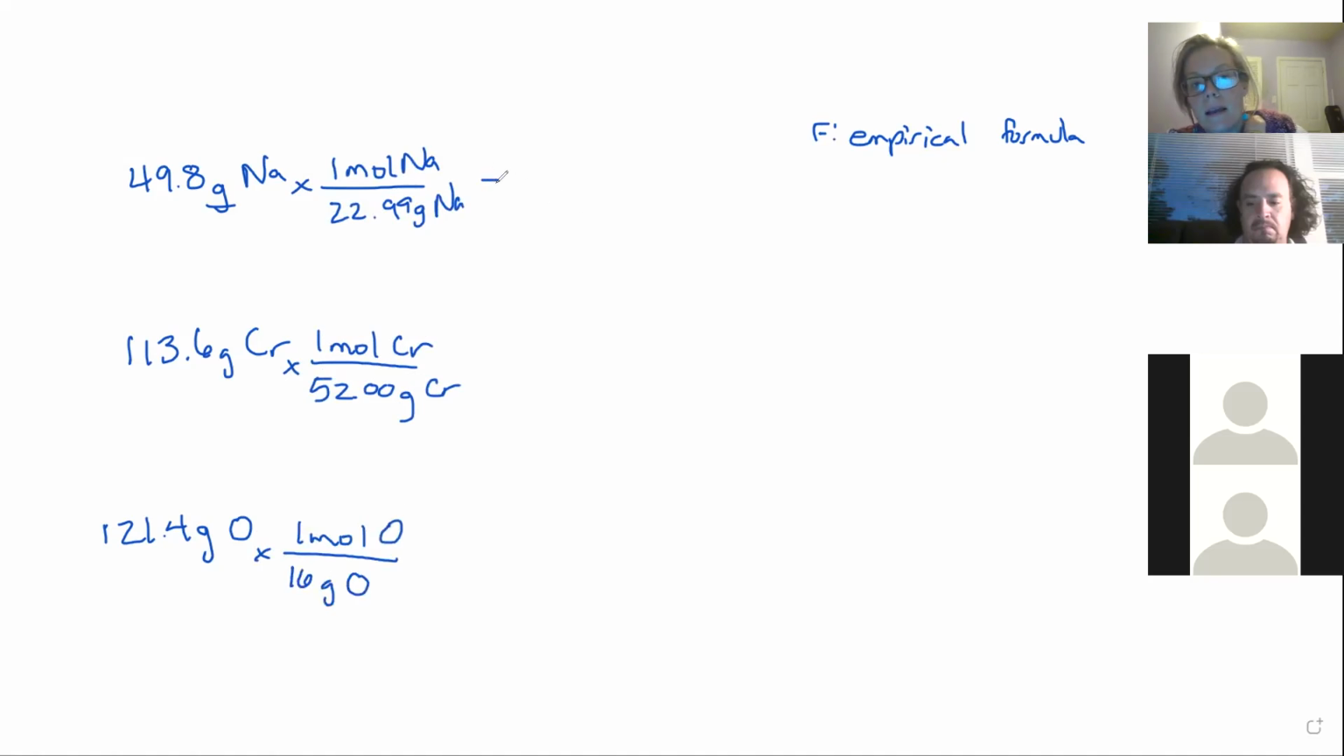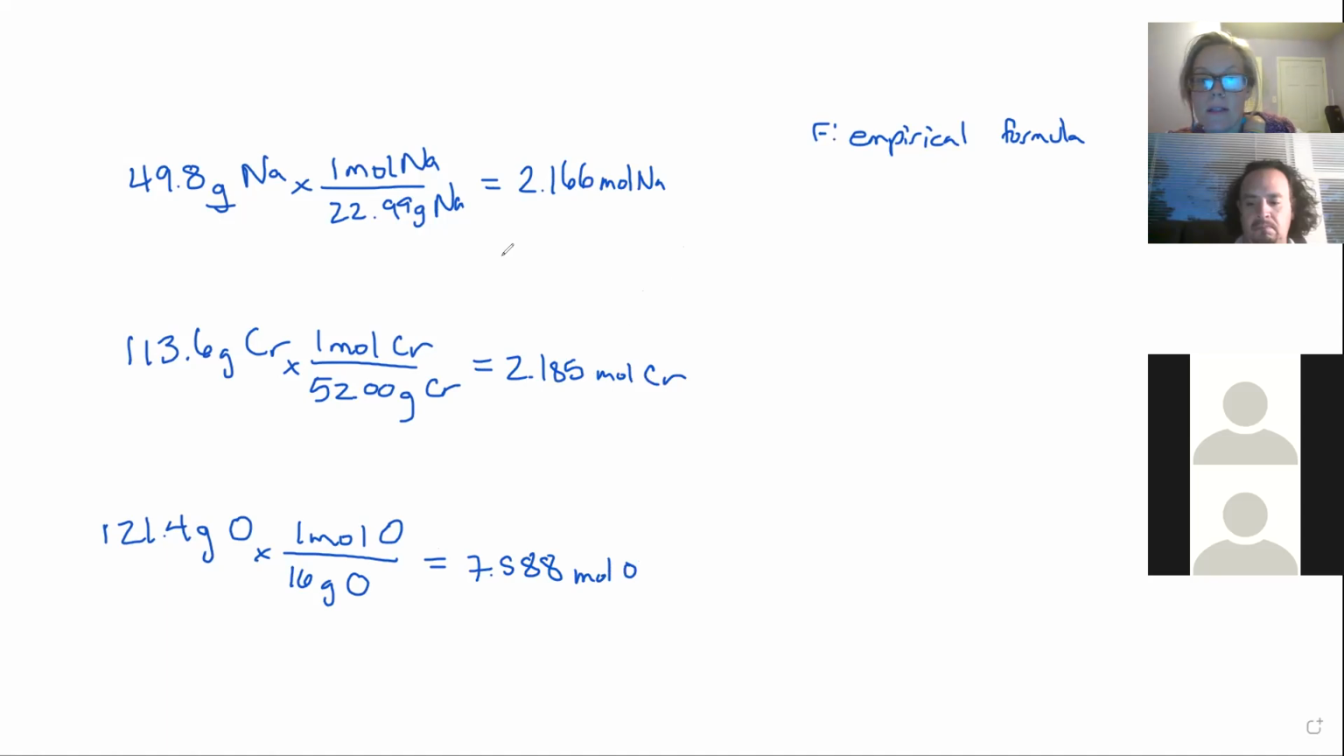So what I get here is 2.166. Okay. This one here is 2.185. I like that because those are really similar to each other. And then our last one is 7.5588. And this is now in moles of sodium. This is moles of chromium. And this is moles of oxygen.